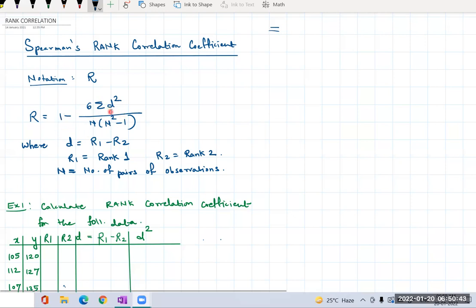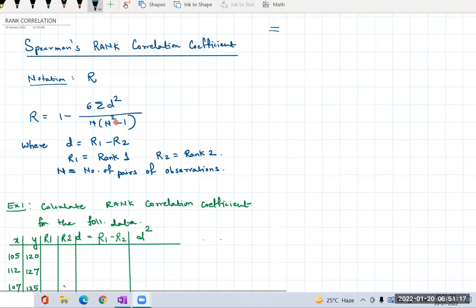Now in this formula, what is D? D stands for R1 minus R2. Now R1 and R2 are the two different ways of ranking. See, as we are finding correlation, there has to be ranking in two different ways, or ranking with respect to two different variables. So that is R1 and R2. R1 is rank 1 and R2 is rank 2. And capital N stands for the number of pairs of observations. So this is my formula.